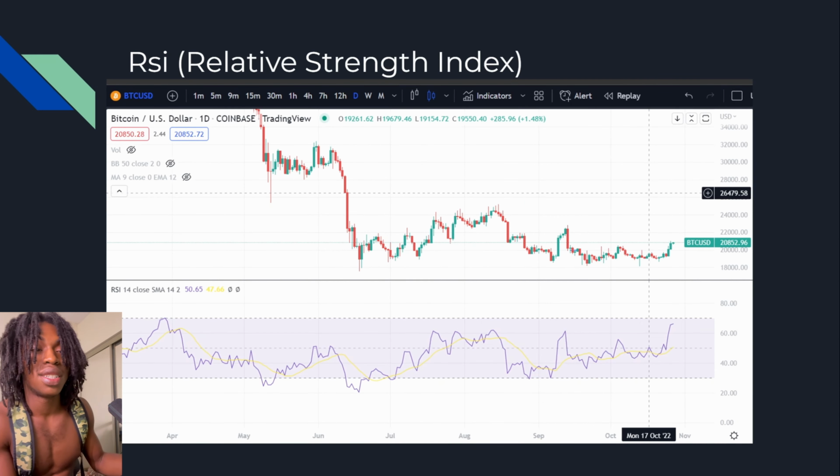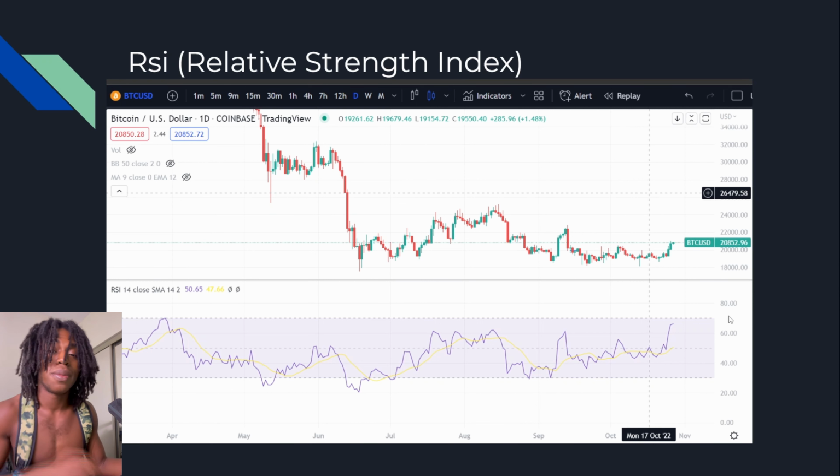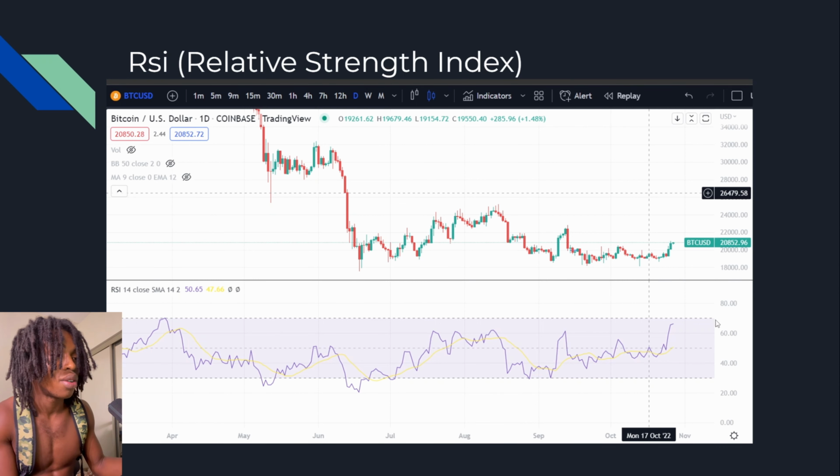Alright, this is the RSI right here. And 60 to 80, so in between that is 70. It's not marked on the graph, but anything above 70 will be considered overbought. And that means you do not need to buy. When it's overbought, that means it's potentially going to be going down soon.